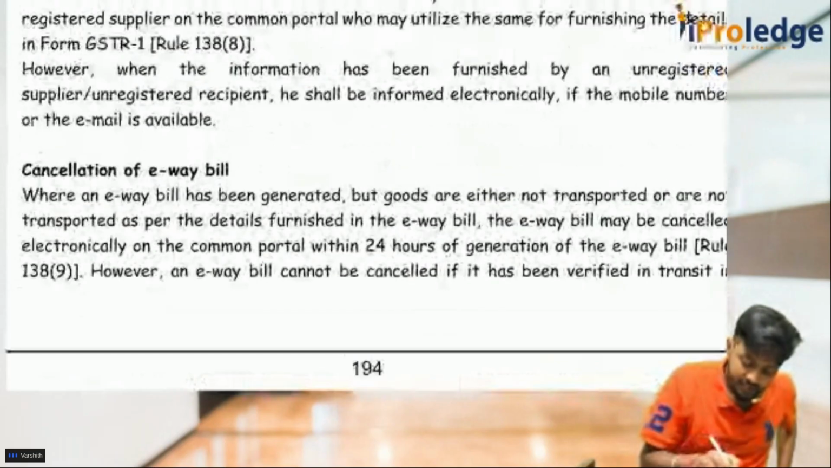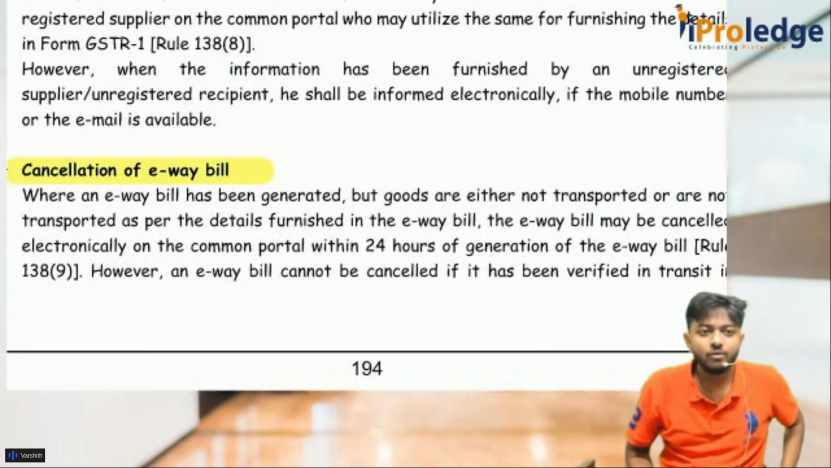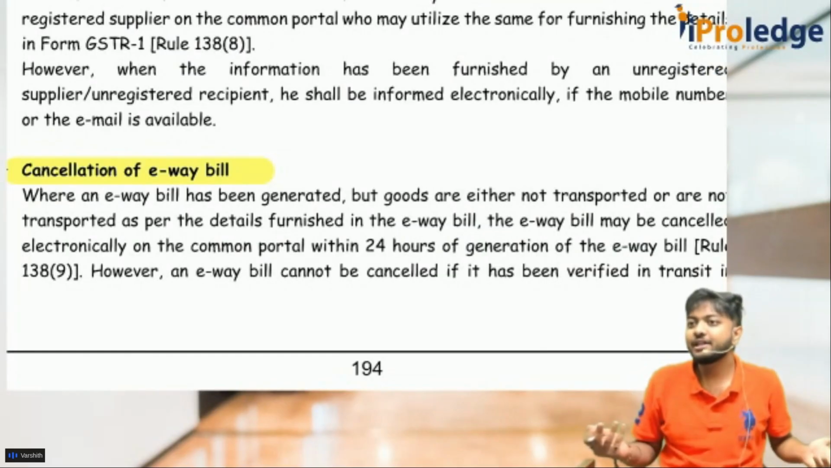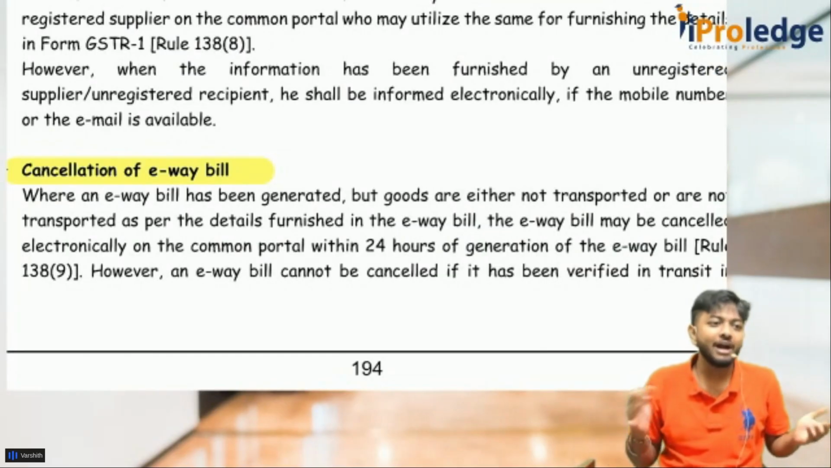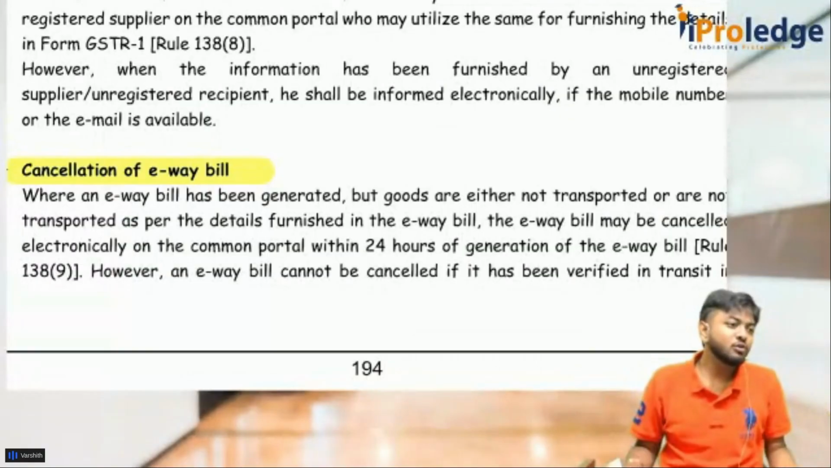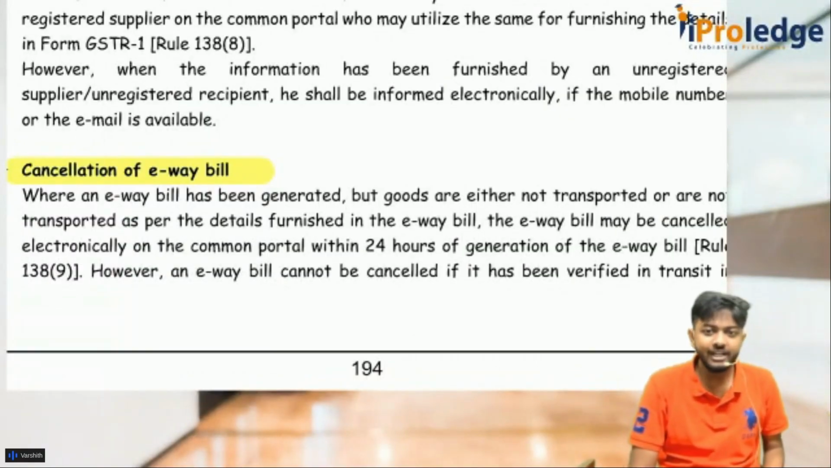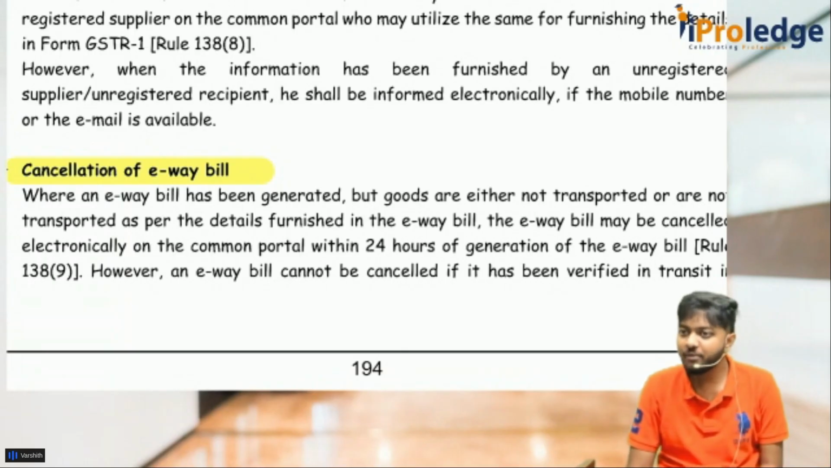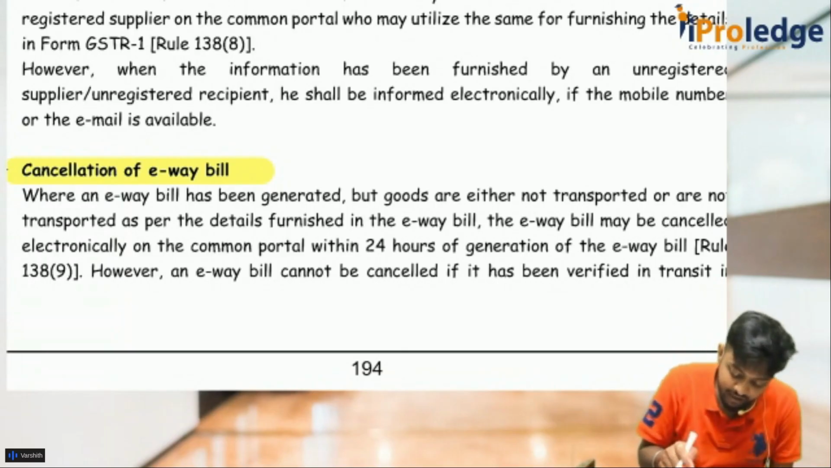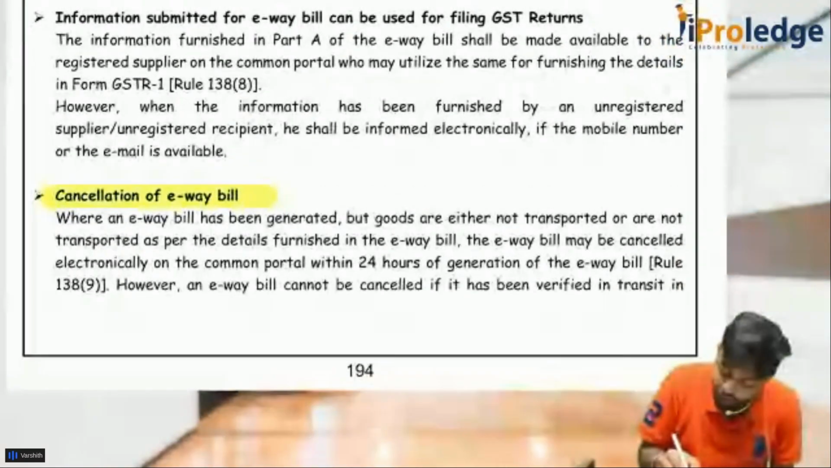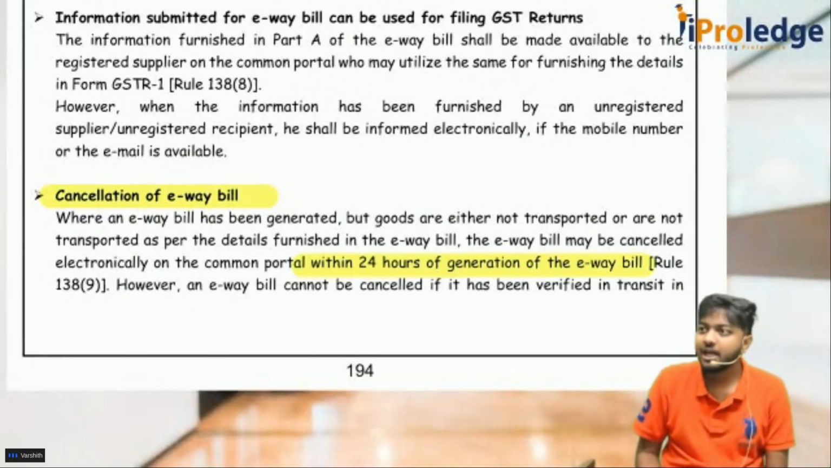Next, cancellation of e-way bill. Now, say suppose you have generated the e-way bill and then you decided, oh no, these goods are not going from Bangalore to Mysore. Then what will you do? That e-way bill you can cancel. Once you have generated it, if you think that goods is not moving from one place to another, then whatever e-way bill you have generated can be cancelled. So when do you have to cancel? You have to cancel within 24 hours of generation of the e-way bill.